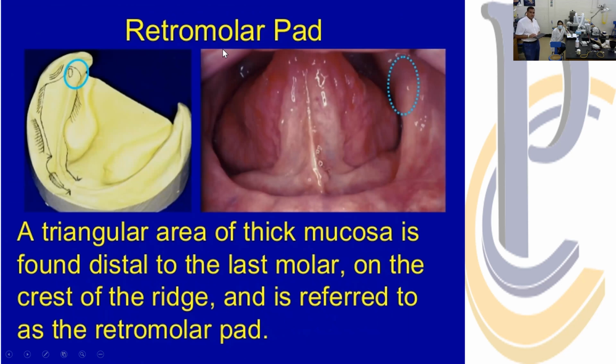Retromolar pad. The retromolar pad is at the end, when you extract the wisdom teeth and all the teeth. There is a retromolar pad, and we use it to set up the teeth. The level of the teeth is two-thirds of the retromolar pad, and the denture should not extend beyond two-thirds of it, because here there's a muscle that extends, the temporalis muscle, which starts from here. So the denture should not extend beyond two-thirds of the retromolar pad.